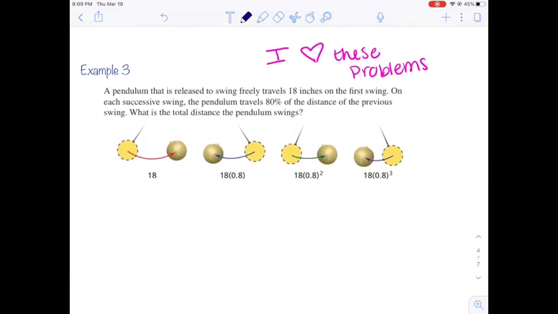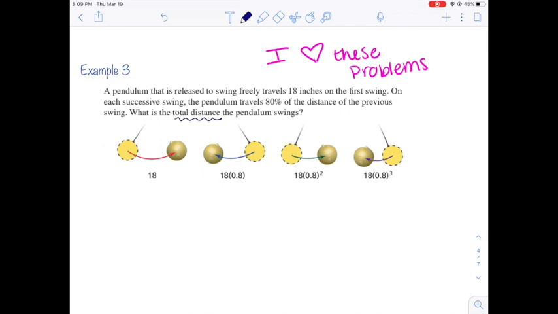And example 3, I find really interesting because I love it when we link math with physics, or link math with chemistry, because you're going to see where these two or three classes overlap. So here's a little physics problem for you. A pendulum that is released to swing freely travels 18 inches on the first swing. On each successive swing, the pendulum travels 80% of the distance of the previous swing. What is the total distance the pendulum swings?